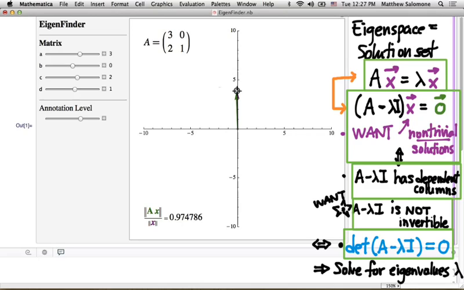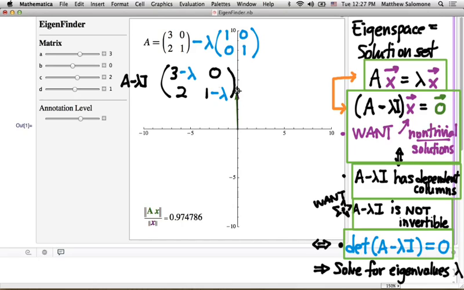If we don't know what lambda is, we're just going to leave it as lambda. So I'm going to subtract lambda times the identity from my matrix A. And what I'm going to get is on the diagonal 3 minus lambda, and the other diagonal entry is going to be 1 minus lambda, and then my off-diagonal entries remain the same. And so this matrix here is A minus lambda times the identity.